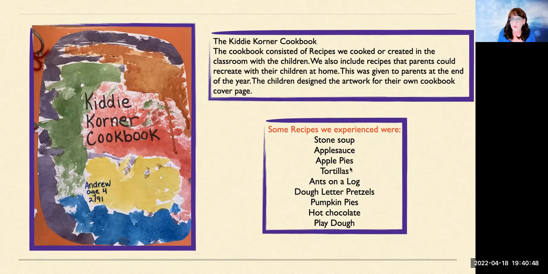Some of the recipes were stone soup, applesauce, apple pies, tortillas, ants on a log, letter dough pretzels, where you can make letters out of dough and make them into pretzels, pumpkin pies, hot chocolate, Play-Doh, basic recipes. Then the parent can take this home and do the recipes with their child, and the child will love it. They love any kind of activity their parents do with them. They just enjoy it so much. It means a lot to them. So encourage the parents to cook with their children. It's important.